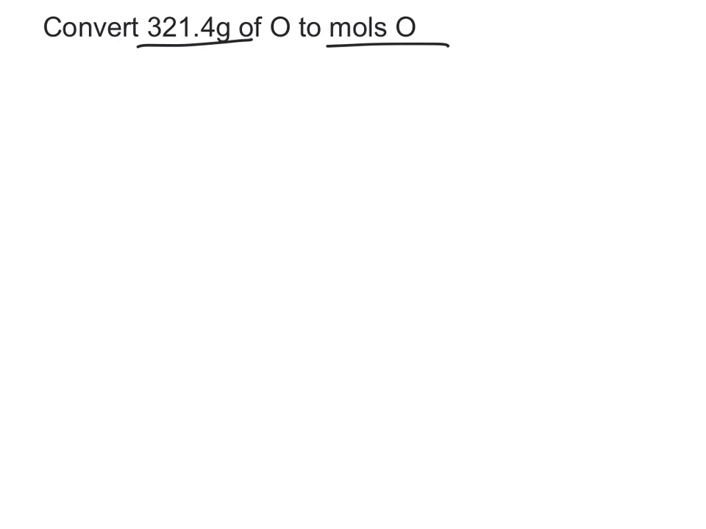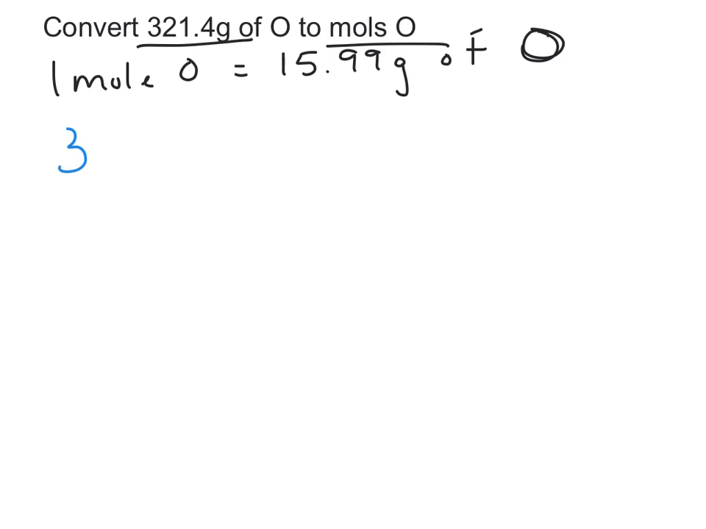In this case, I'm going to write down my conversion factor. So I know that 1 mole of oxygen has a mass of 15.99 grams of oxygen. Of oxygen, sorry. Okay, so there's my conversion factor. Let's go ahead and set up our problem. First things first, as always, we take our given and we put it over 1. In this case, we have a given of 321.4 grams of oxygen.